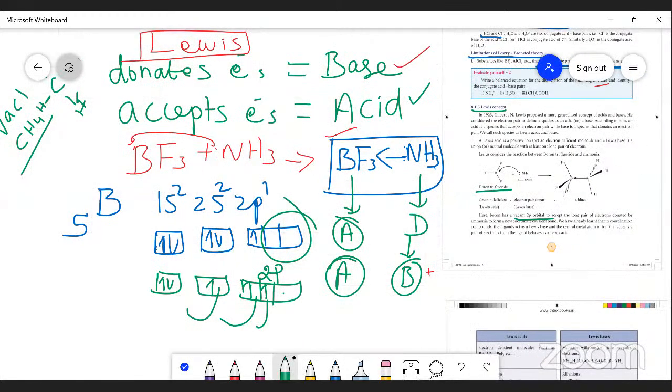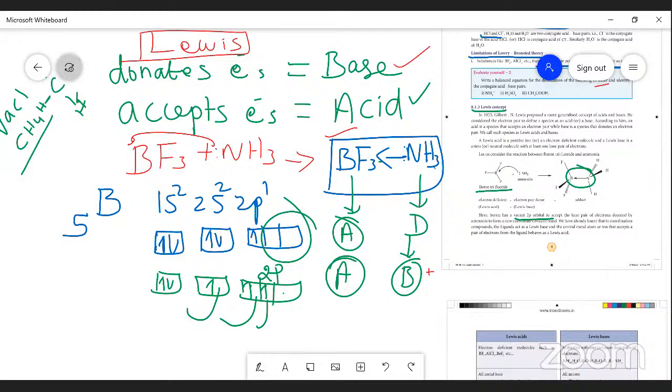We explain the arrow, the donor and acceptor. Who is donating towards whom? Here nitrogen is donating, so the arrow points towards boron. You have to mention the direction of the arrow. Nitrogen is a donor, boron is an acceptor. So we can come to the conclusion that whoever donates the electron is called the base according to Lewis, and whoever accepts the pair of electrons is called the acid. So we can differentiate between acids and bases.